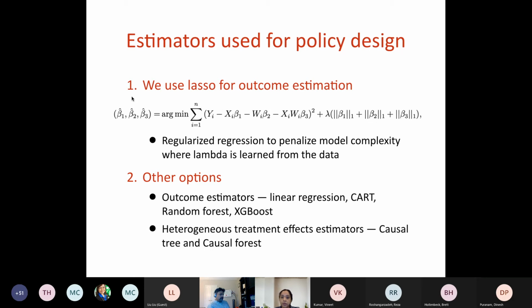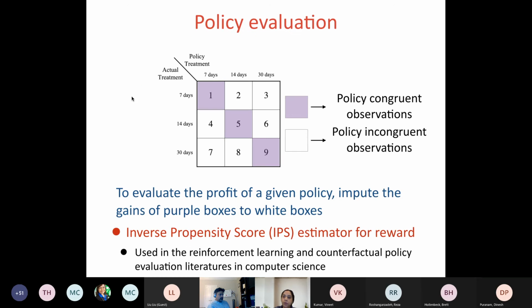Instead of lasso, you could use a linear regression or a CART or random forest or XGBoost or anything you like. And for heterogeneous treatment effects estimators, I'm going to use the two which are increasingly popular in marketing, causal tree and causal forest, and show you their performance as well. So now we are at the third step, which is policy evaluation. So how do we evaluate policy?